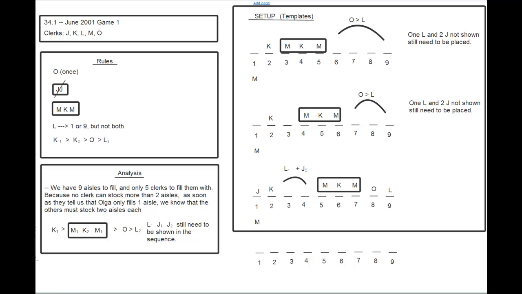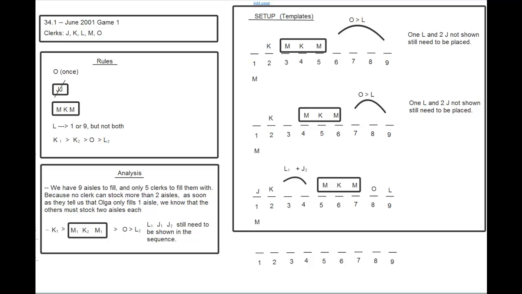It says, which one of the following clerks could stock 2 consecutive aisles? So the first thing you notice is it's not a list question. They just want to know who could be consecutive. So we know for a fact that J cannot be consecutive, so answer choice A is out. But let's put the answers aside for a second and just think about who actually could be consecutive.